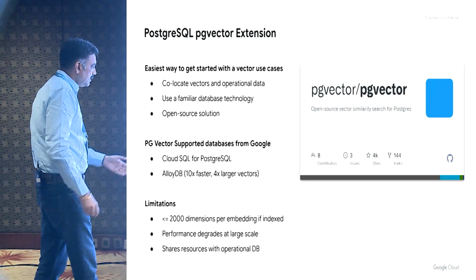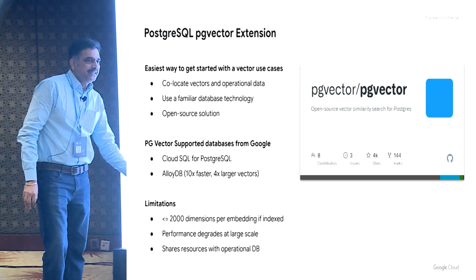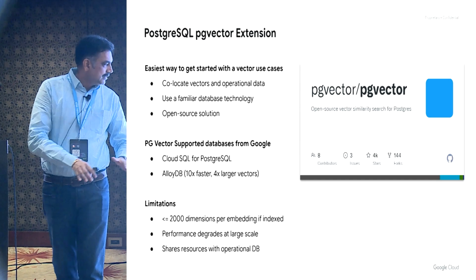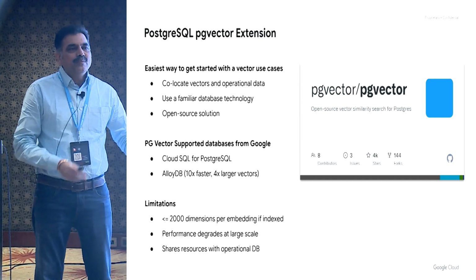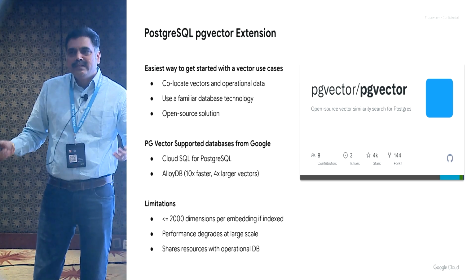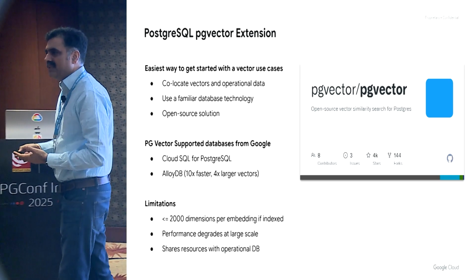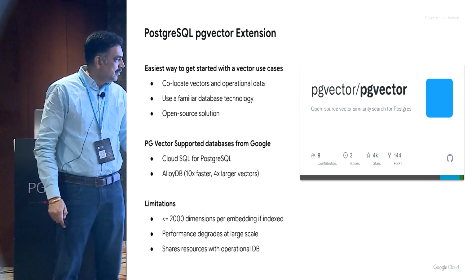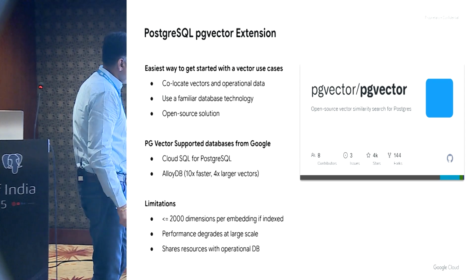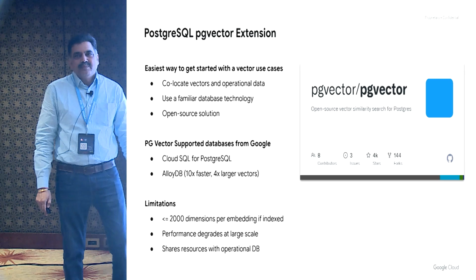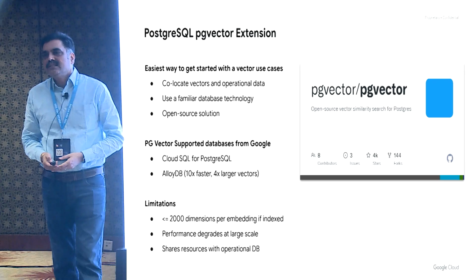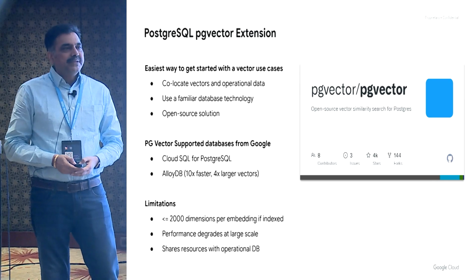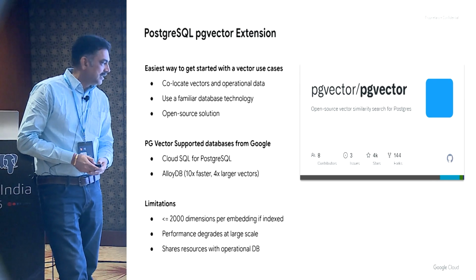I am sure you are aware of these limitations, but to reiterate, 2K is the limit on the embedding dimensions if we want to generate the index. I am sure this may not be applicable after a few years. The community will work on it, and in the next few releases of Postgres, this will go away. Another limitation around Postgres is that performance really degrades at large scale. If I have billions and billions of vectors within Postgres, performance can be a challenge.